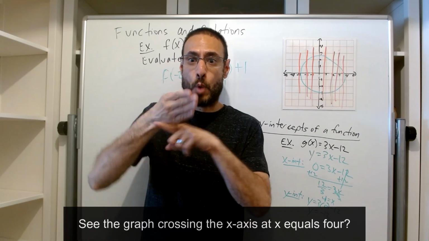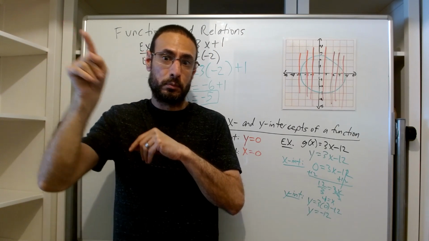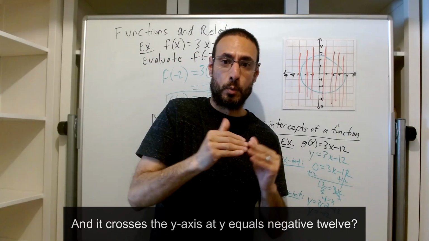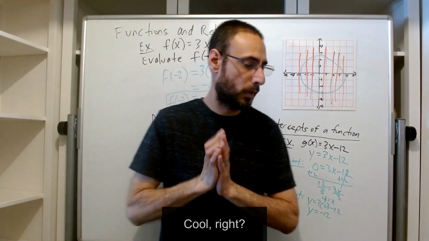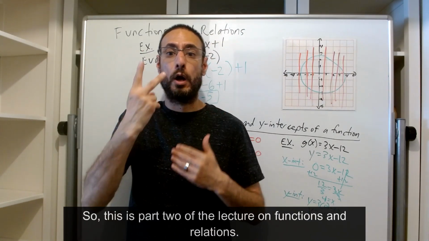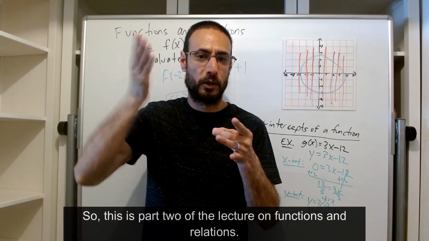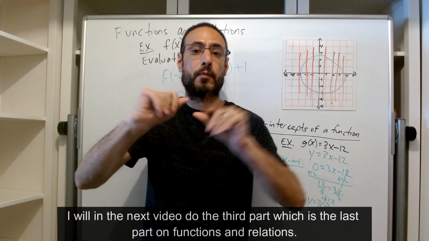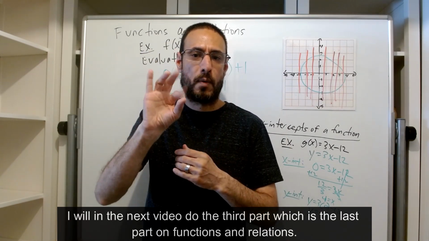See the graph crossing the x-axis at x equals 4? And it crosses the y-axis at y equals negative 12? Cool, right? So, this is part 2 of the lecture on functions and relations. I will in the next video do the third part, which is the last part on functions and relations.